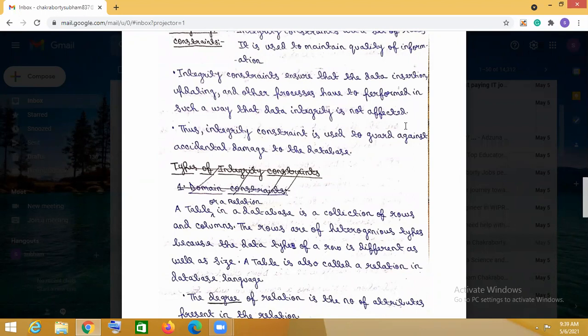Now first, in our database management system, a table is called a relation. You should know that the table in the database is called a relation. And that's why sometimes you can get the word relation, but a relation means a table. So a table or a relation in a database is a collection of rows and columns.